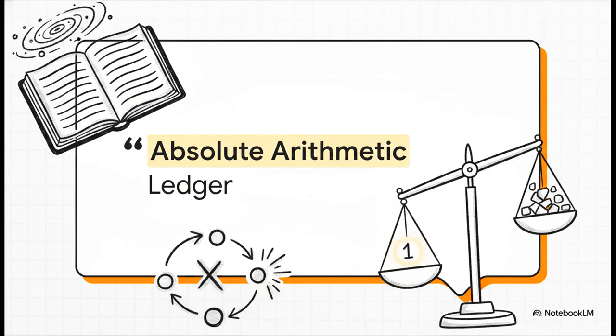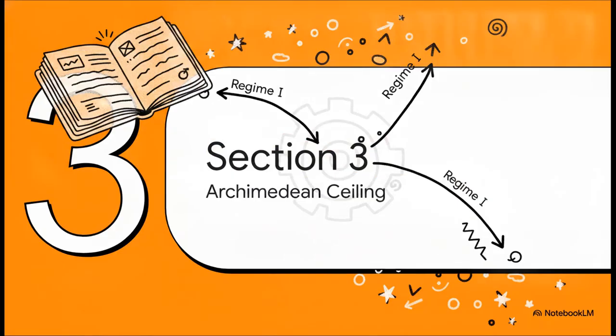For the total arithmetic volume to balance out perfectly, to equal 1, the ledger completely prevents any non-trivial cycles from forming. Any hypothetical loop would inherently violate this perfect balance, because it would require extra arithmetic energy that the system simply does not possess. All right, moving on to Section 3, Regime 1, the Archimedean ceiling.